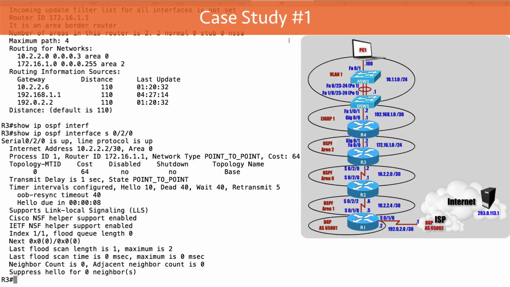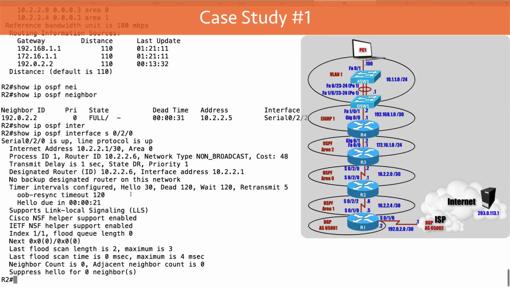Something that has to match with OSPF is the hello interval. And I'm noticing the hello interval on R3 is set to 10 seconds, but on R2 it's set to 30 seconds. The hello interval is different. Now it's possible that somebody went in and statically configured the hello interval, but I'm noticing something else that's different.